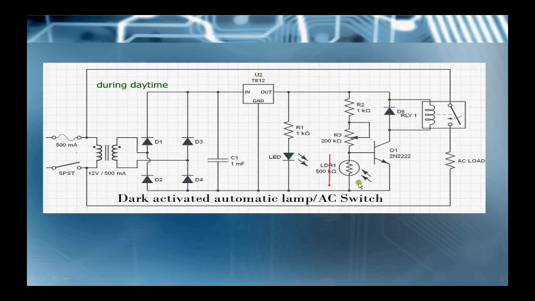During daytime, the light falls over the LDR. So the LDR's resistance gets minimized. It's almost equivalent to a few ohms. So at that time, the current passes from the 1K resistor to the ground through the LDR.